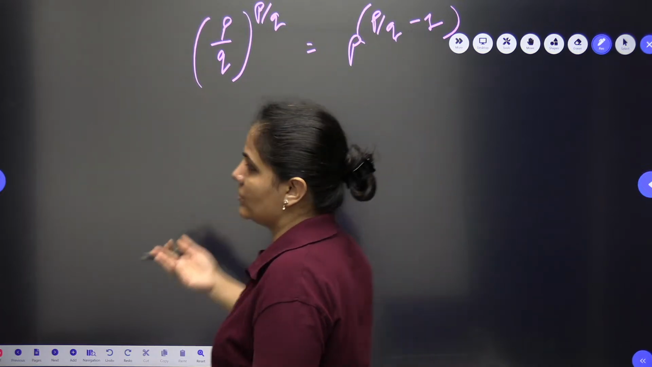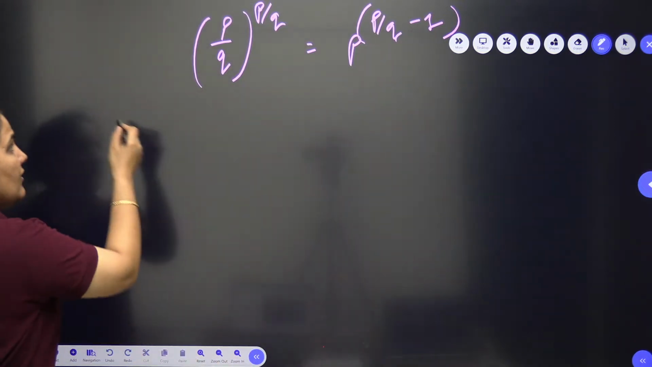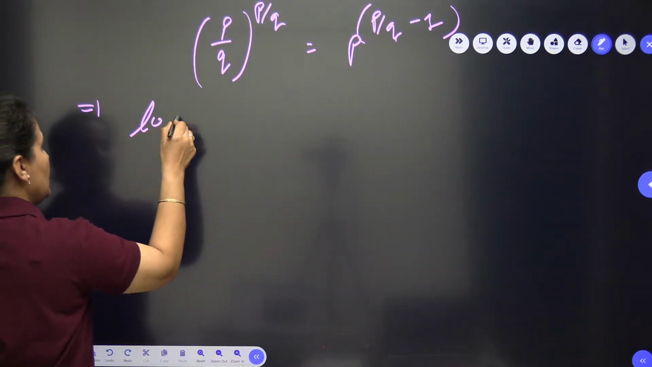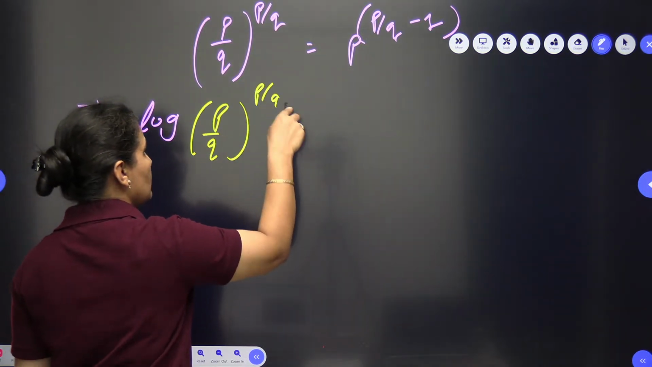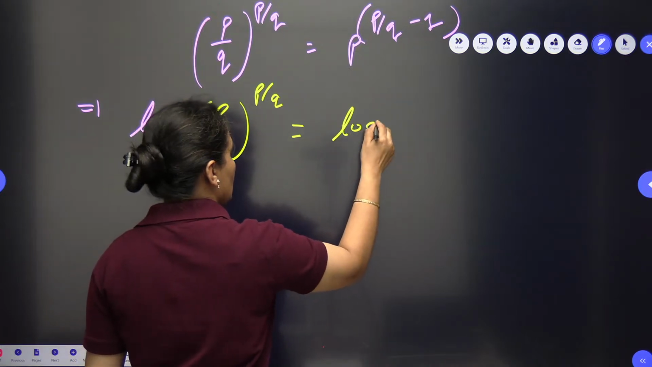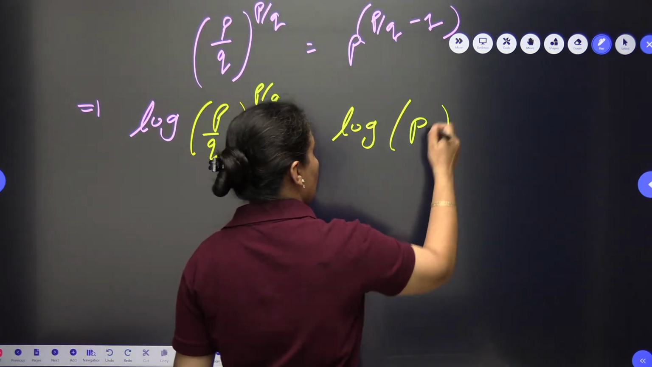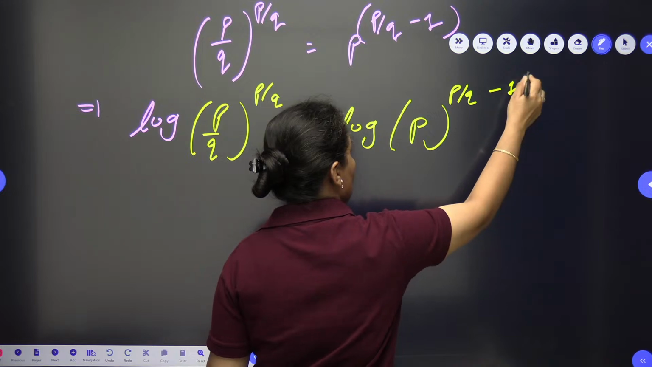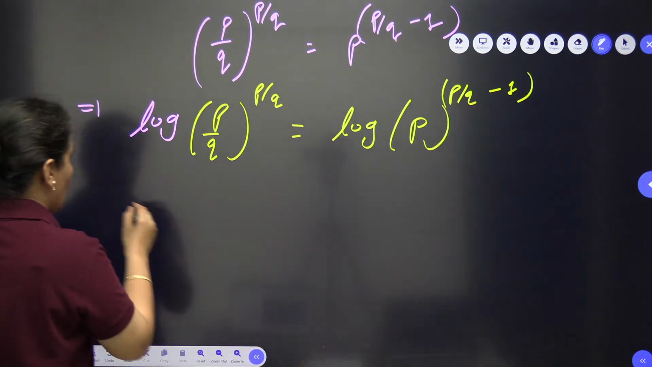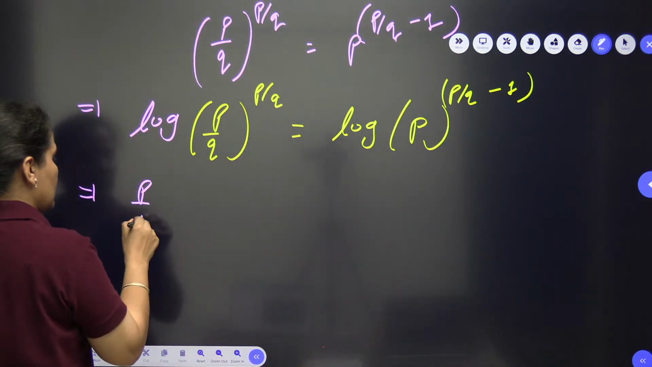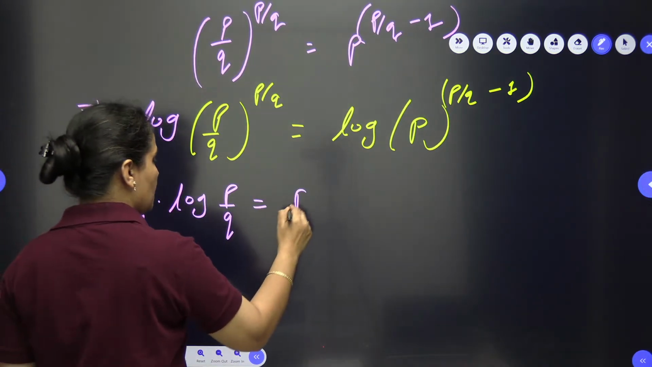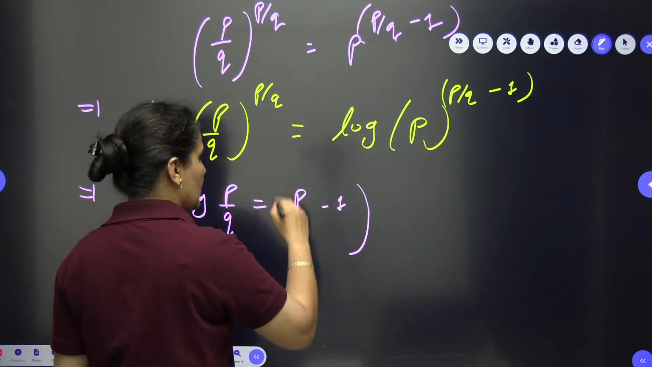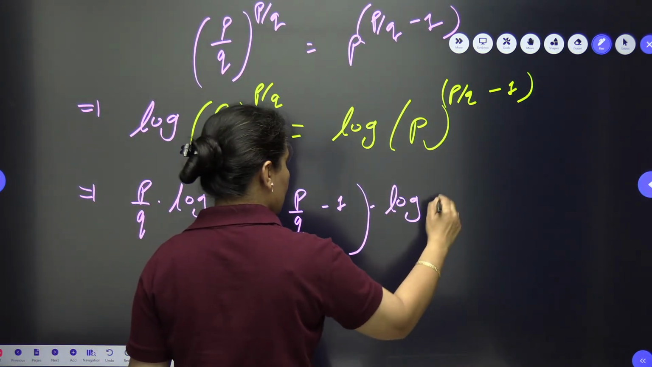So what I should do, I should just take log both the sides. When I take log both the sides, it will be logarithm of (P/Q)^(P/Q). It should also be logarithm of P^((P/Q)-1). When I expand this, it will become (P/Q) into log of (P/Q) equals (P/Q minus 1) log of P.